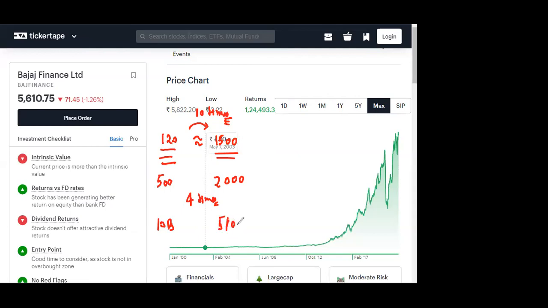Right? Now it is 5,600. How many times? Tell me, how many times? Bajaj Finance, how many times? 560 times.